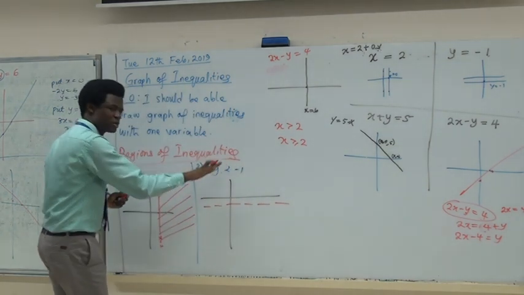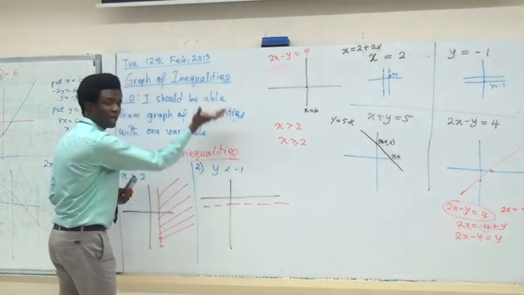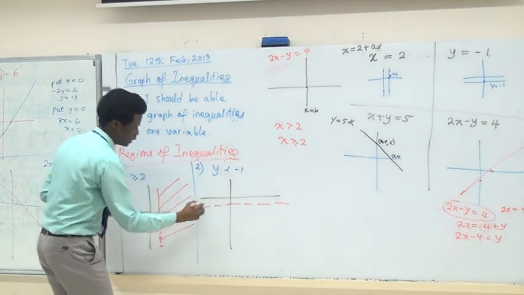Less than means below it. This is less than, below. If this was greater than, I would be dealing with above. Less than, below.